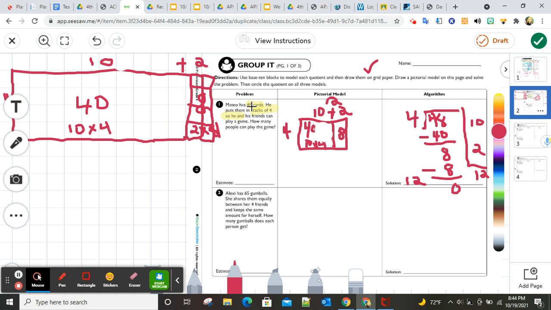Now, if I was going to round this, I could say 50 divided by 5. So 50 divided by 5 would be 10. So yeah, my estimate is close to my solution.